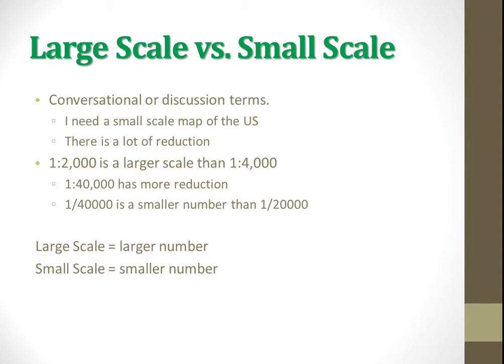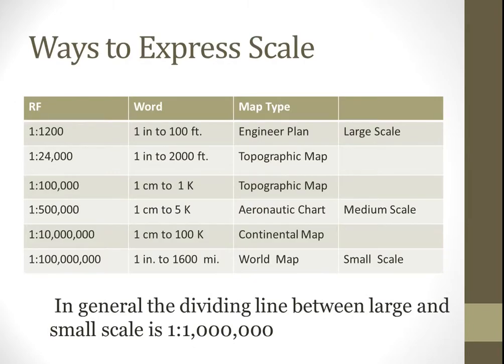So if you need a small scale map of the US, there's a lot of reduction. 1 inch to 2,000 inches is a larger scale than 1 inch to 4,000 inches. But what's confusing is that the large scale has a larger number, and small scale has a smaller number, but 40,000 seems like a larger number. So students have to remember that we're talking about fractions here.